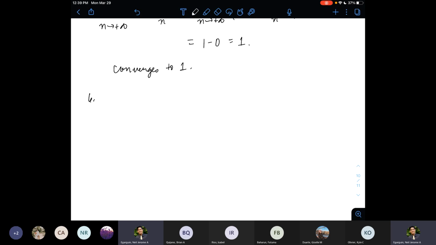All right, let's try one more. Let's try the sequence 3n squared plus 4n minus 3 all over 4n cubed minus 3n plus 1 over n. Okay, convergent or divergent?